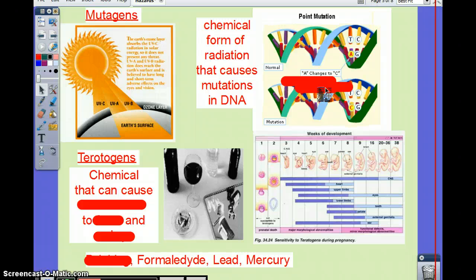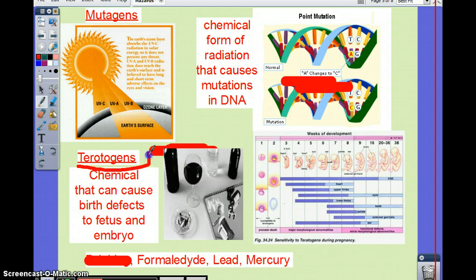Teratogens. What are they going to do? They can cause what? Mainly, yeah. So whenever you see that word, you're going to link it to embryos and fetuses, or before birth. And alcohol, pregnant women.